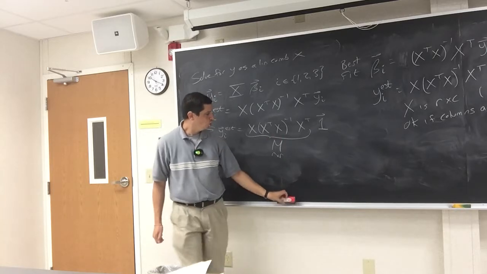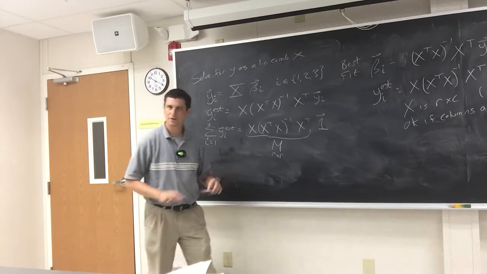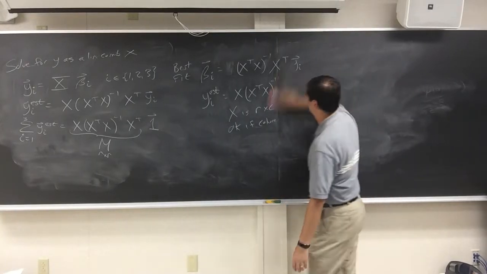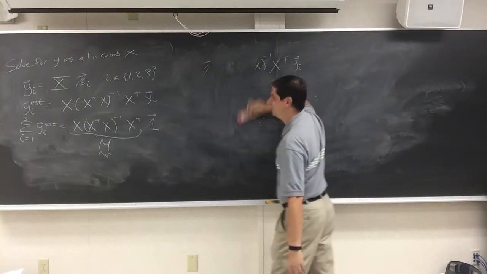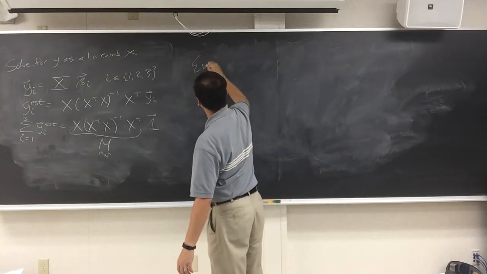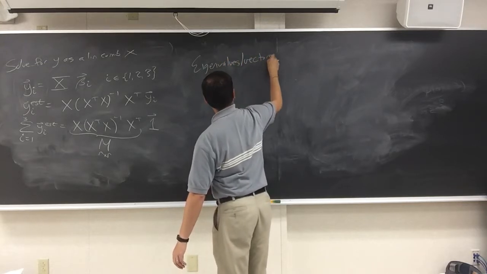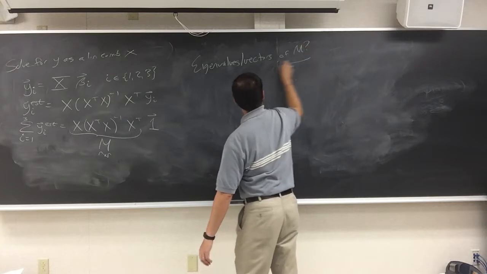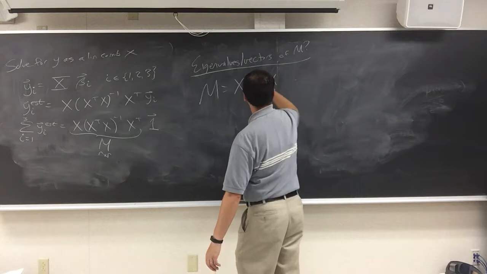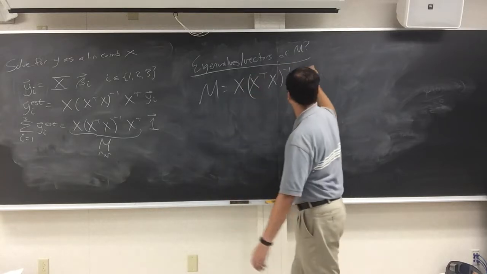So it all comes down to what are the eigenvalues and eigenvectors of M. So can anybody look at this matrix and see eigenvalues and eigenvectors? So what are the eigenvalues and vectors of M? And so remember, M is (X transpose X) inverse X transpose.